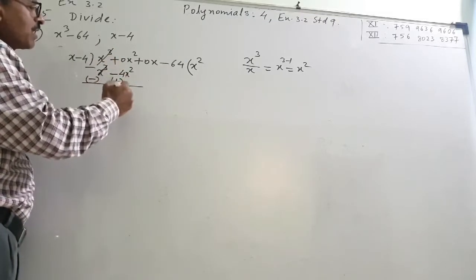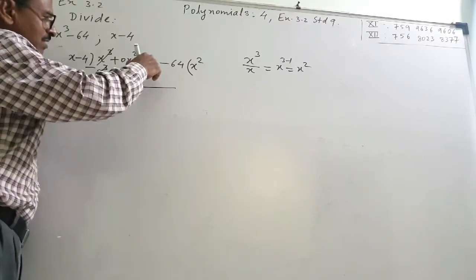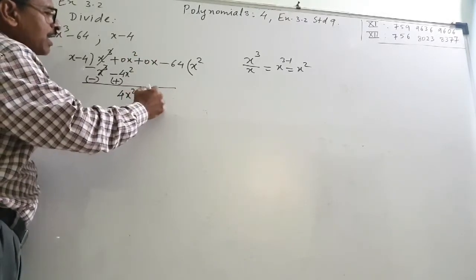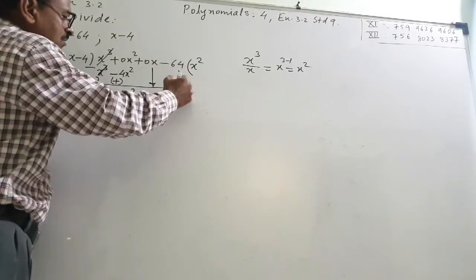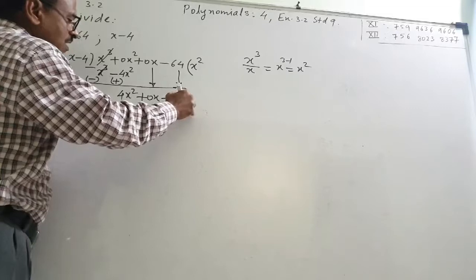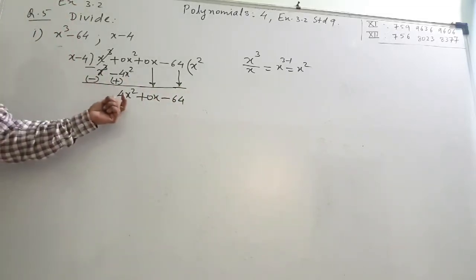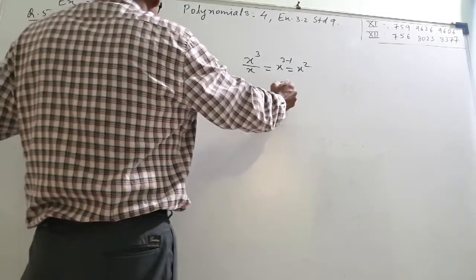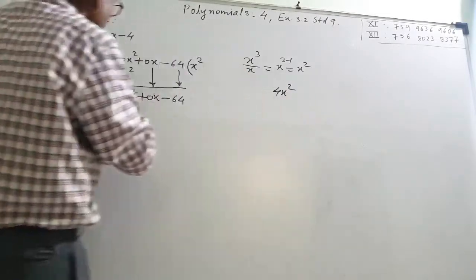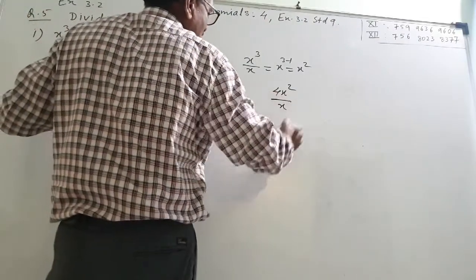0x plus 4x square. It is 4x square. Now I will take this plus 0x. Take this also down. Minus 64. Now once again I will take this first term and below that this term. So this 4x square is the first term here and here the first term is x.